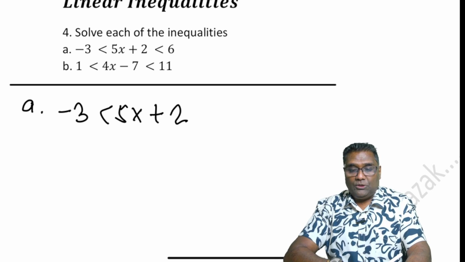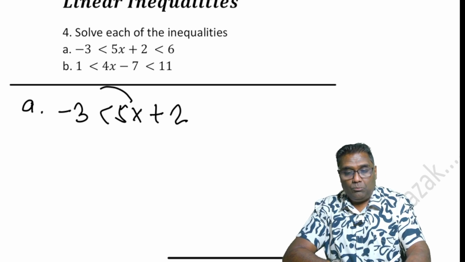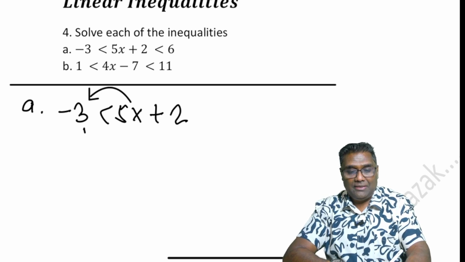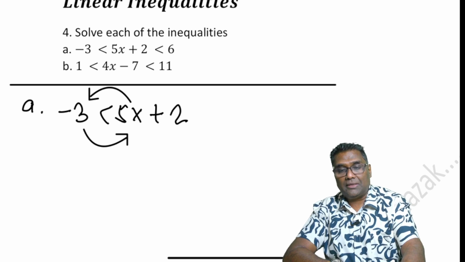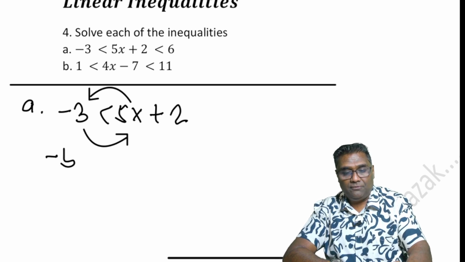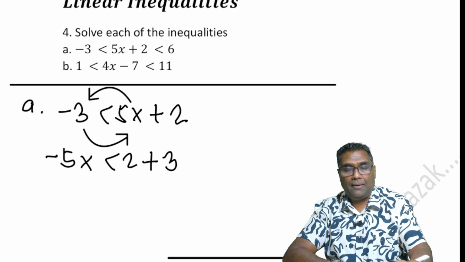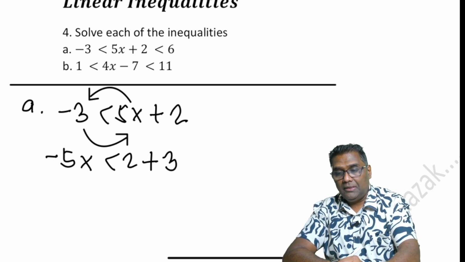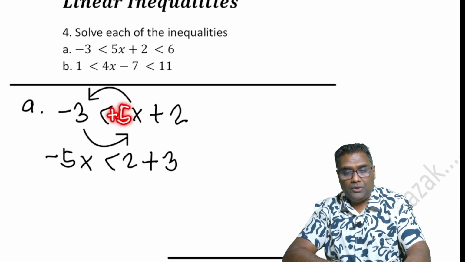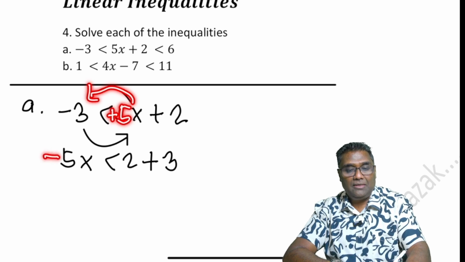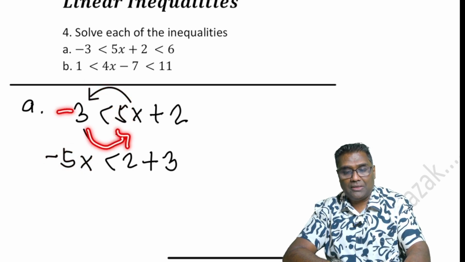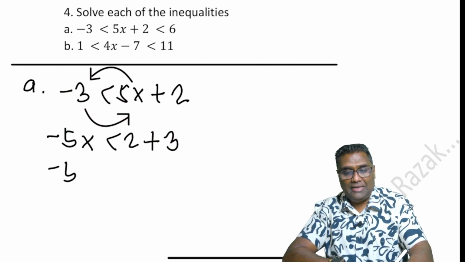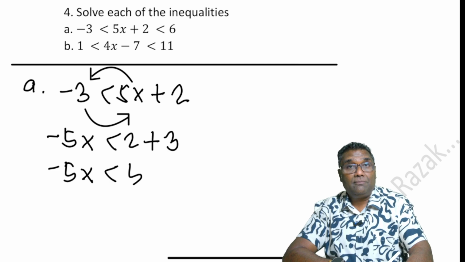First one, I do this. Same application of linear. What should I do, sir? Move this to my left, -3 to the right. So positive will become -2 plus 3. Again, I repeat, this is positive 5. When you move to the other side, -5. This is -3. When you move to the right, will become plus. So we are going to get -5x, 5.